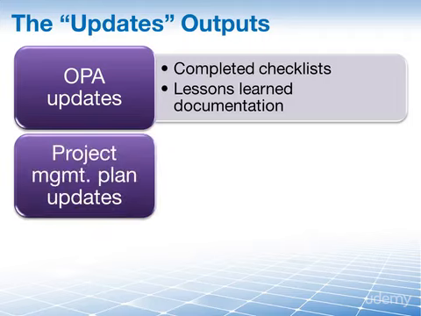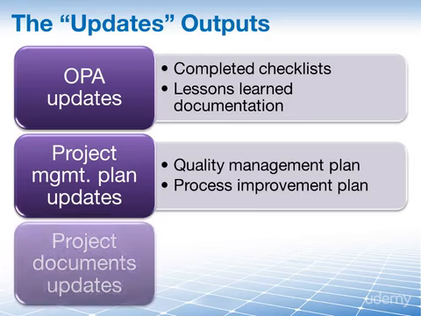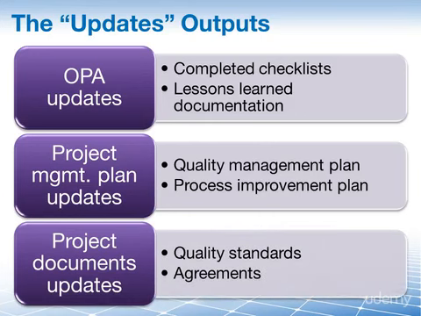We have project management plan updates. These can result also from this process. For example, the quality management plan may need to be updated. Changes to the quality policy, for example, or the process improvement plan, where activities are streamlined and improved. And finally, we also have updates to the project documents. Here we may update quality standards or agreements, because as we went through this process, we have gained additional insights, allowing us now to add more value or fix inconsistencies in these documents.